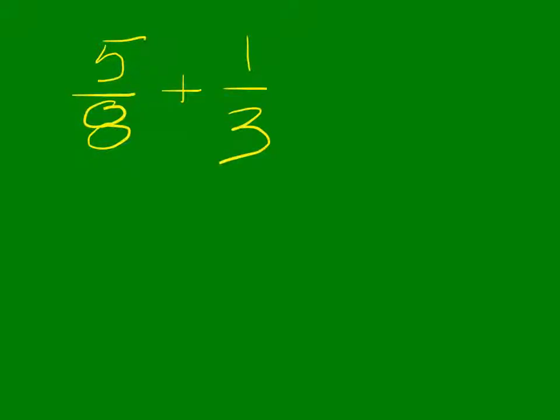Here's example 1. I have 5 over 8 plus 1 over 3. In order to add these two fractions together, I've got to have a denominator, which is this and this, that are the same. What would be the common denominator for this? 24 is right. And I'll show you how you come up with that if you don't know.